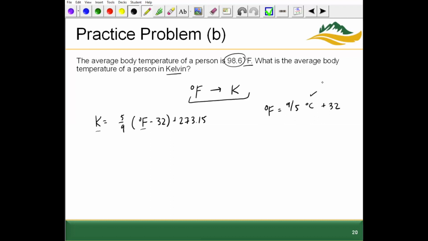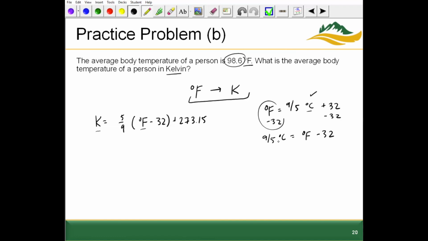So let's go ahead and rearrange this equation. To rearrange this, we're going to subtract 32 from both sides. Again, we want to isolate just the Celsius part. I'm also going to flip these around, so put 9/5 times degrees Celsius equals, and now we can do this part. This is degrees Fahrenheit minus 32.